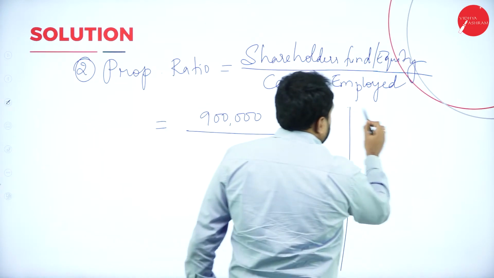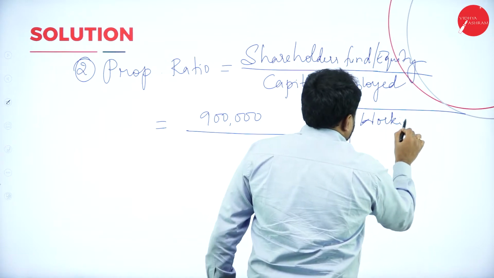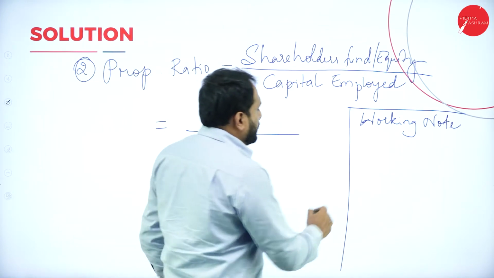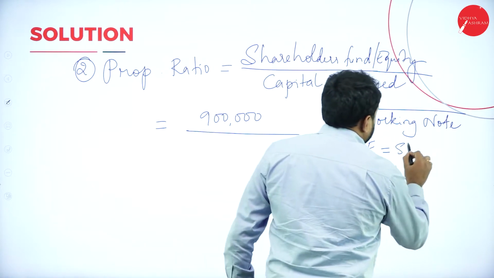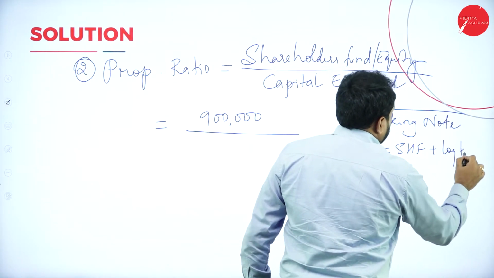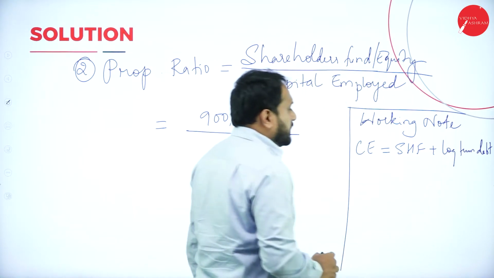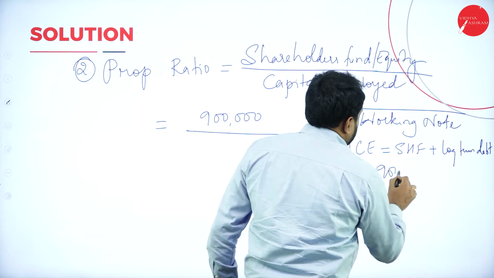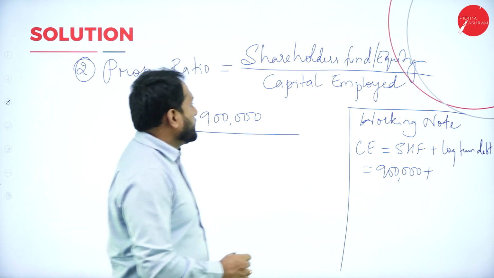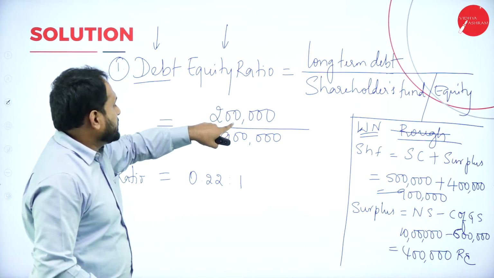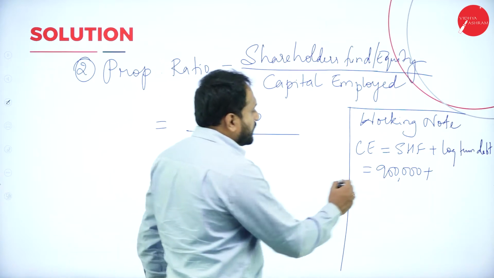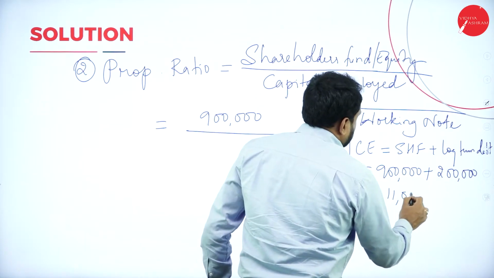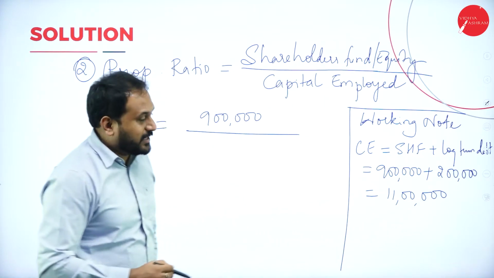Now we'll go for the working note. I'll write here working note. Capital employed is equal to shareholders fund plus long-term debt. Now shareholders fund, I have already written, that is 9 lakh. So here it is equal to 9 lakh plus long-term debentures, which is 2 lakh. Is equal to 9 plus 2 is 11 lakh. So my capital employed is 11 lakh rupees.